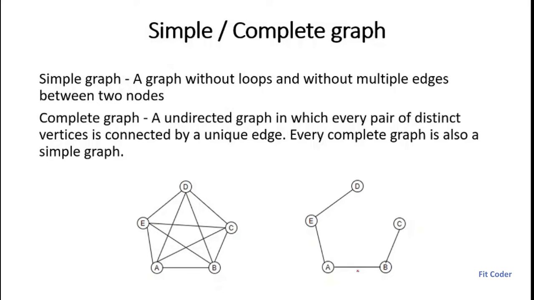Then we have a simple graph and a complete graph. This is very confusing. Sometimes people confuse what is a simple graph and what is a complete graph. A simple graph is a graph which is without loops and without multiple edges. What is meant by multiple edges? Let's say from point E and D we have only one edge. But if we have another edge, and this edge has a cost 2 and this edge has a cost 1, then these are multiple edges, and this graph is not a simple graph. A simple graph is a graph which has no loops and no multiple edges between two nodes.